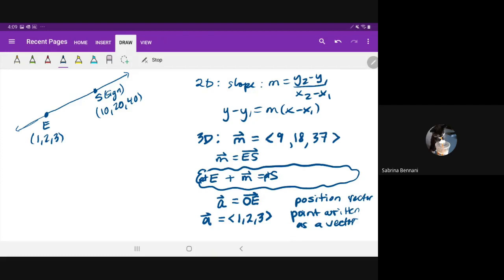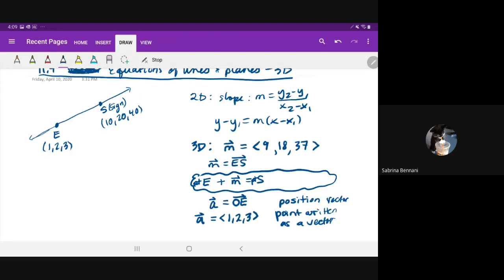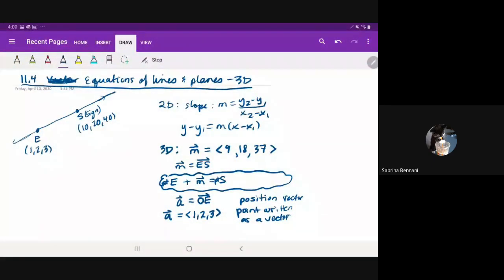Now I have a question. Is S the only point besides E that's on the line? Anyone? No, exactly. So there are many more points on the line, right? So let me zoom out. How about this point right here? Okay, so we'll just call this point X. That point X, how would you find those coordinates? How do you find the coordinates of X?